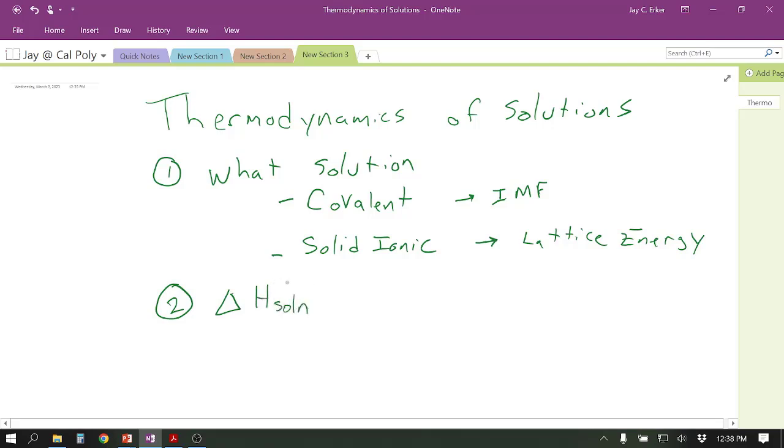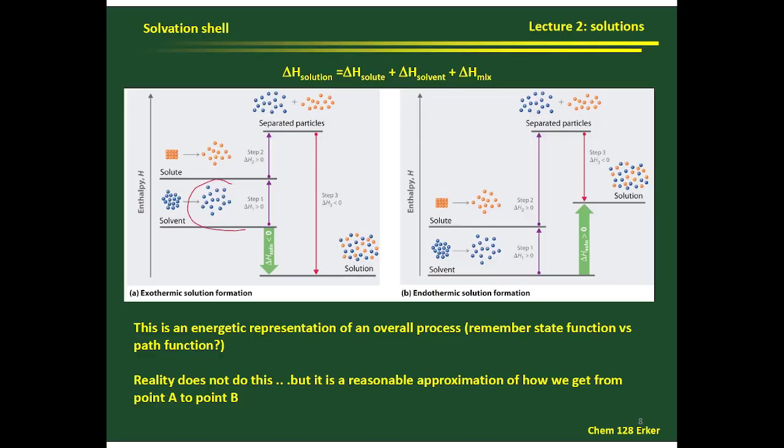And that enthalpy of solution is going to be the enthalpy of the solute plus the enthalpy of the solvent plus the enthalpy of mixing. And there's a couple things we know about these particular terms. Step one here is the process of making space between the solvent molecules. This is always an endothermic process, right?